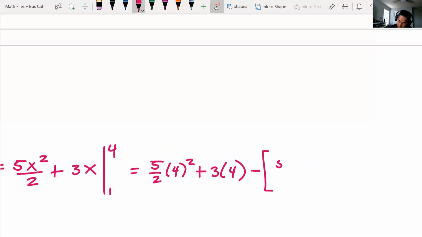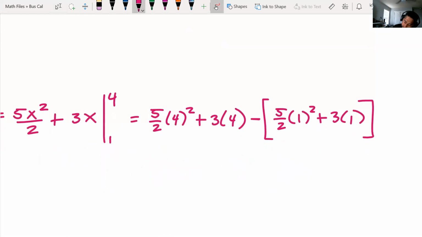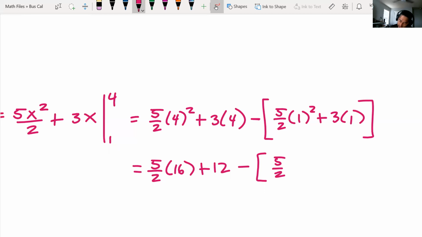So you'll get 5/2 times 1 squared plus 3 times 1. Okay. And evaluate or simplify. This will be 5/2 times 16 plus 12 minus 5/2 plus 3.